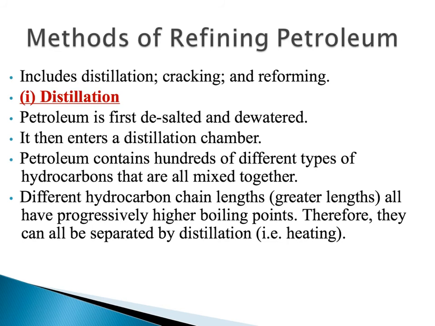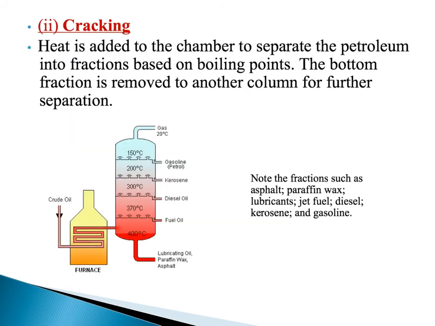So they can all be separated by distillation and heating, and typically that is highly linked to what we call cracking. Cracking is when heat is added to the chamber, and basically the petroleum separates into different fractions based on boiling points. And when I say different fractions, I mean chains of hydrocarbons with different numbers of carbons. So we talked about how up here would be the lowest boiling point, down here you would have the highest boiling point, up here you'd have the lowest number of carbons, down here you would have the highest number of carbons.